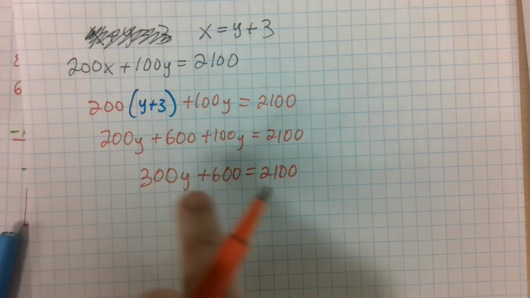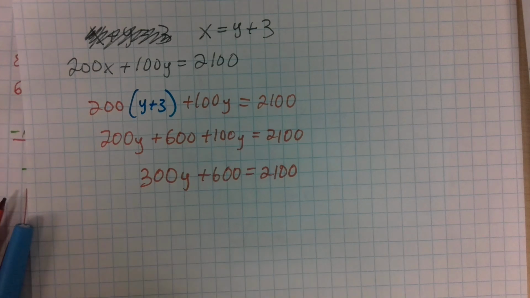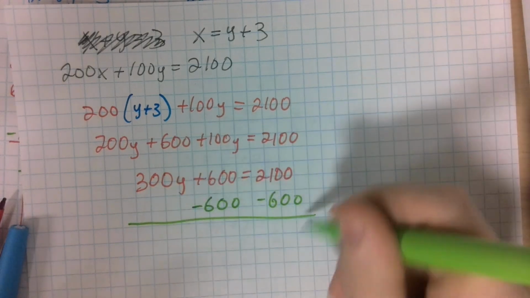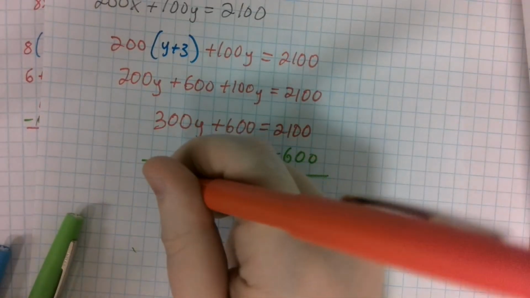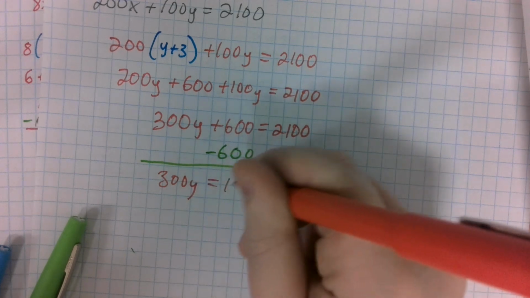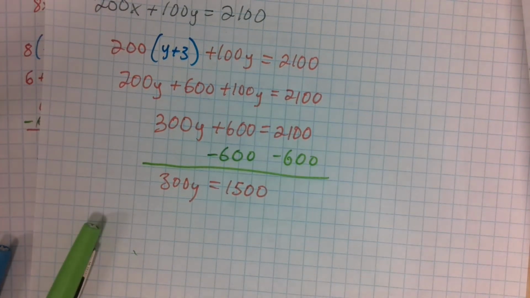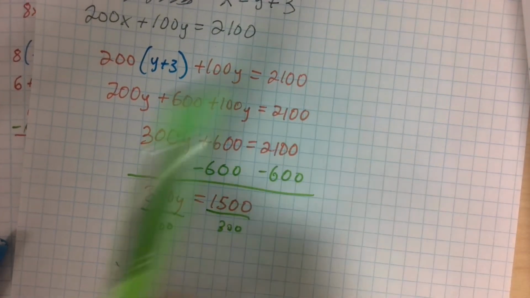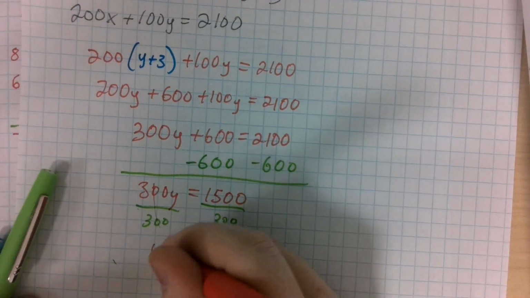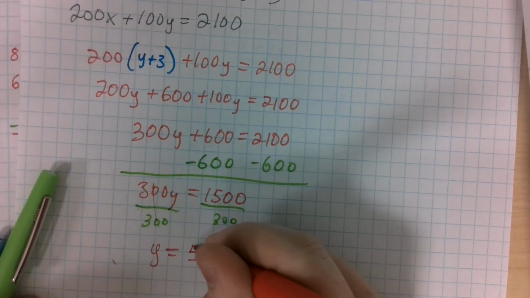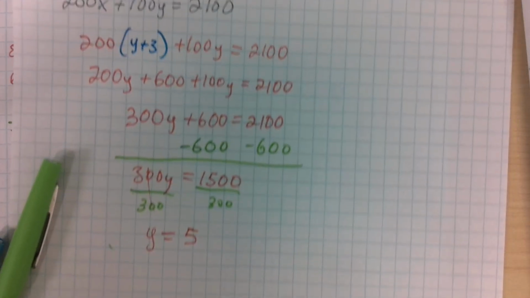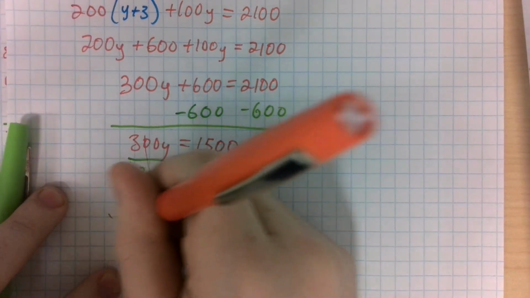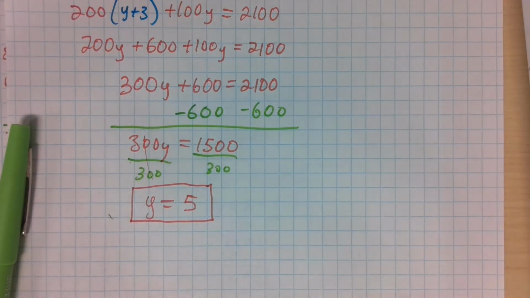From here, we just need to get y by itself. So we get rid of any addition or subtraction by doing minus 600 to both sides. That'll give us just our 300y by itself, equaling 1500. To get y all by itself, then, we divide both sides by 300. When we do so, y equals 5. That means that y, which we said was the cost of a children's ticket, is $5.